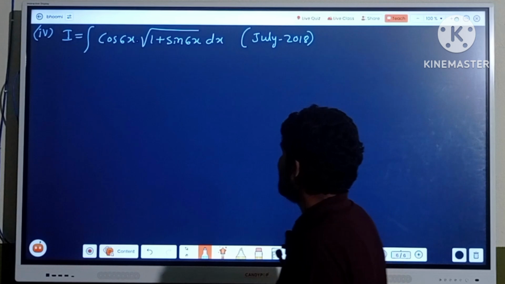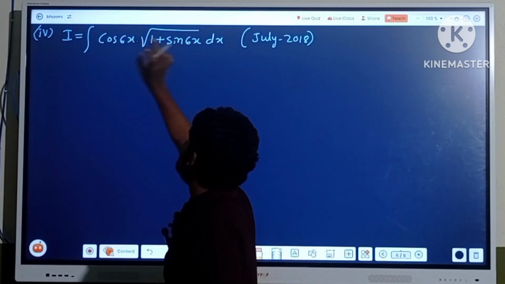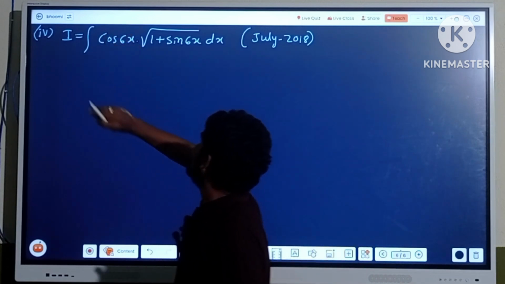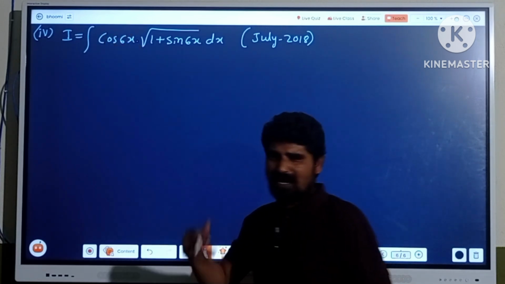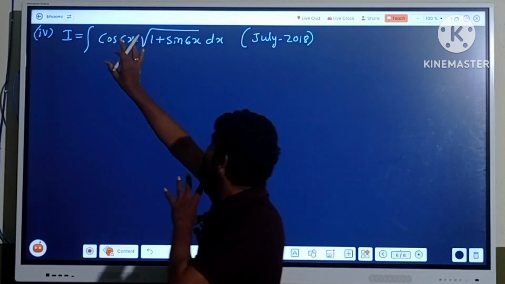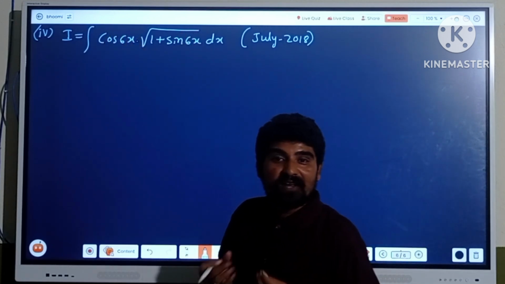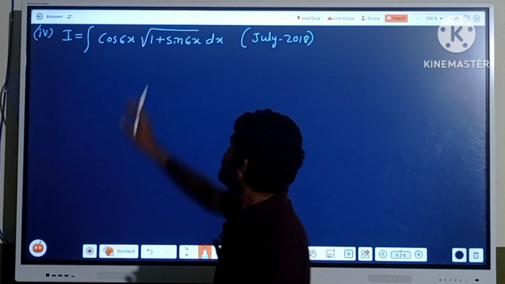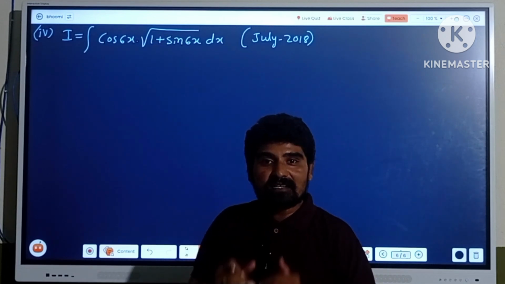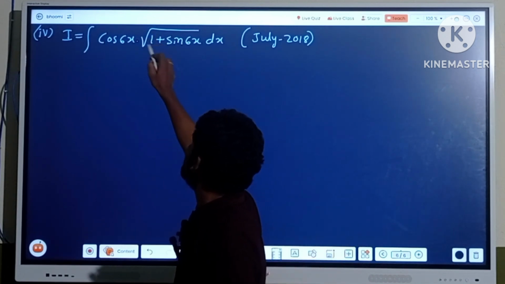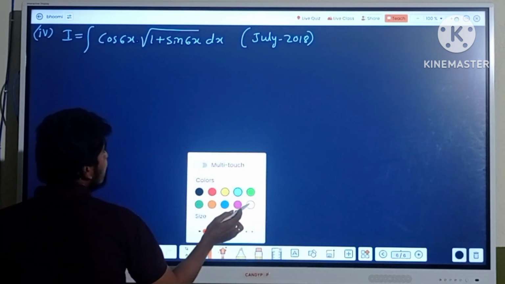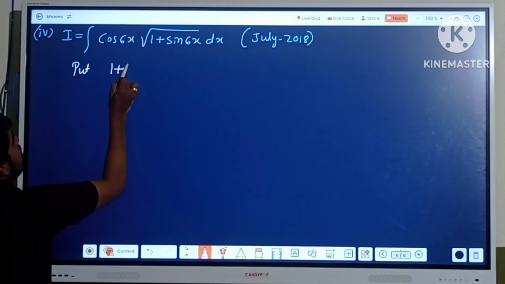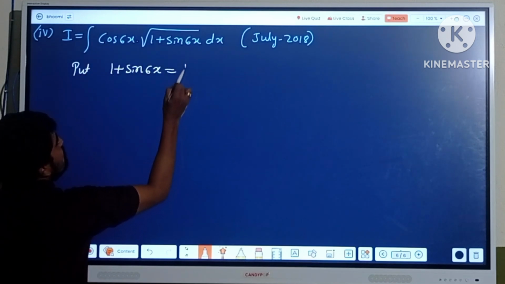Now observe here, the derivative of sin 6x is cos 6x, or you may observe that the derivative of cos 6x is minus sin 6x times 6. But if I substitute cos x, this cannot completely vanish here because it is under a square root. So to vanish the second function, we need to substitute the function which is under the square root. Here the function under the square root is 1 plus sin 6x. So put 1 plus sin 6x equal to t.